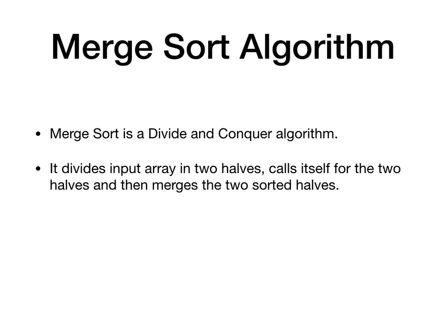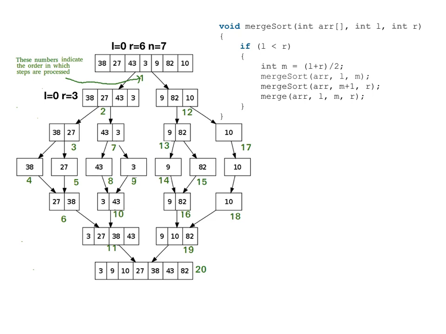Let's look at the algorithm overview with an example. Now, if you look at over here, there are seven numbers, n is 7. So what we do is we identify the mid element and split it into two arrays. So mid becomes 3. So L equal to 0, R equal to 3 becomes the first array. Then from 4 to 6 would become the second array.